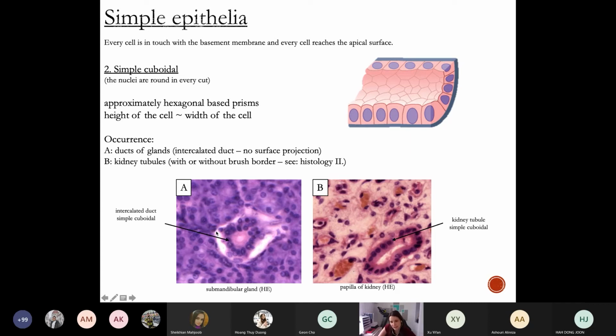Here, what I would like to mention in this picture on the left side is the importance of recognition of the artifacts in the slides. Okay, so here this white space is only an artifact. So there is, in the normal tissue, there is no space here.